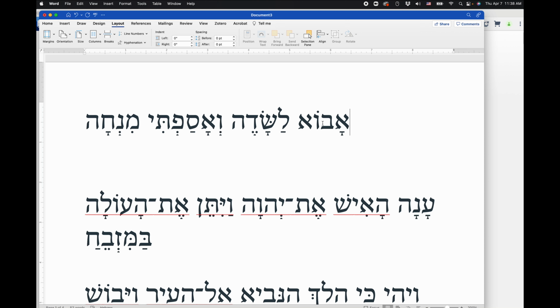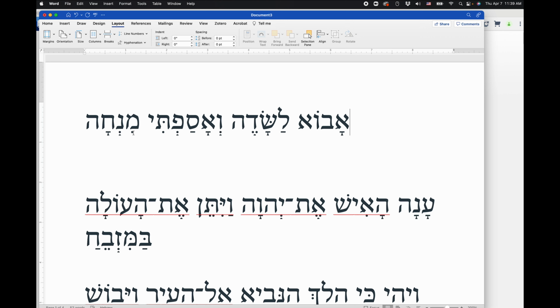So we need to translate this as I will enter into the field, and I will gather mincha. Mincha here is the word for a gift, but it usually gets used for a grain offering, or an offering. So the translation here should be, I will enter to the field, I will go into the field, and I will gather a grain offering.